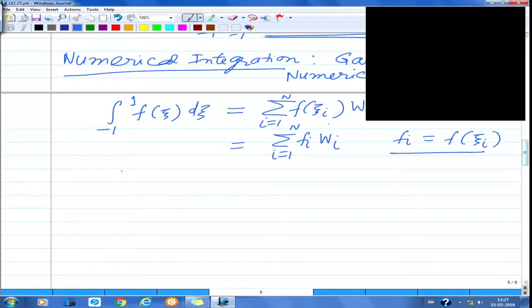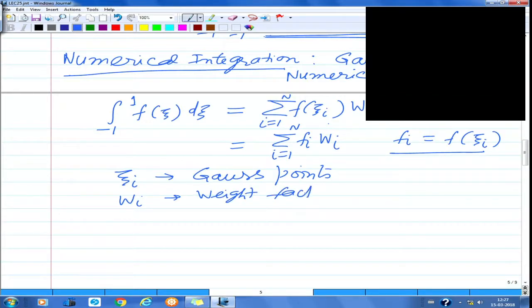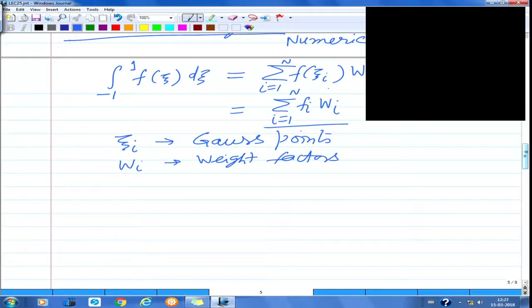Now in this numerical integration, the xi i's are known as Gauss points in this case, or the more general terminology is sampling points. But in Gauss quadrature numerical integration we popularly call these Gauss points, and the wi's are known as weight factors. Once we know that for a given problem, if Gauss points and weight factors are known, this evaluation is straightforward. Let me give a brief description of what we actually mean by this.